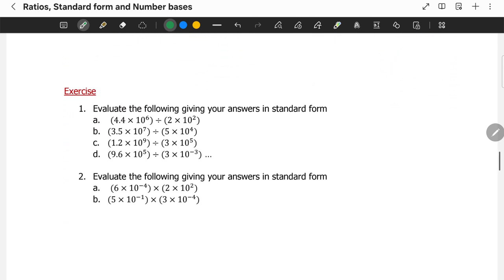So for an exercise, can you evaluate the following, giving your answers in standard form? The first few are mostly on division, and then number 2 is multiplication. So you can take a screenshot or write them down, whichever way you prefer, and then give them an attempt.